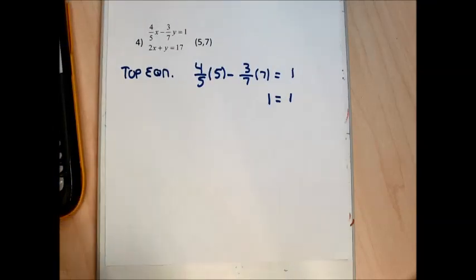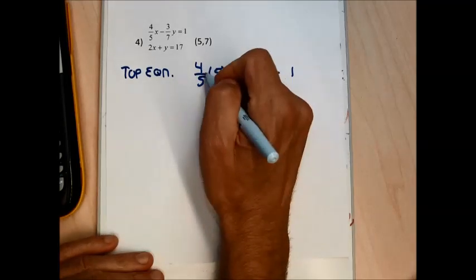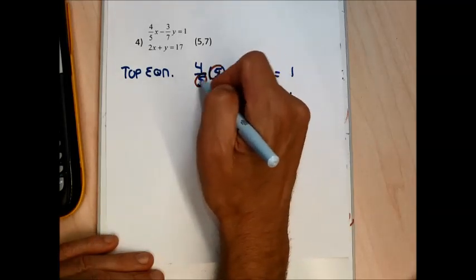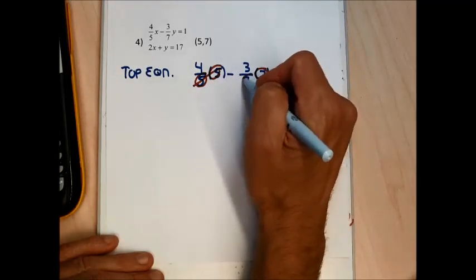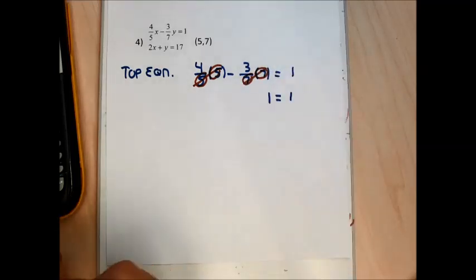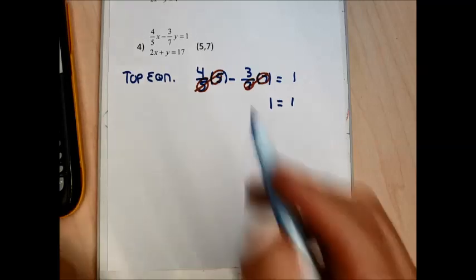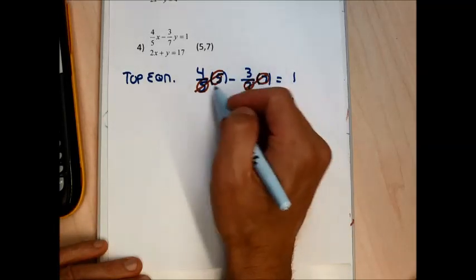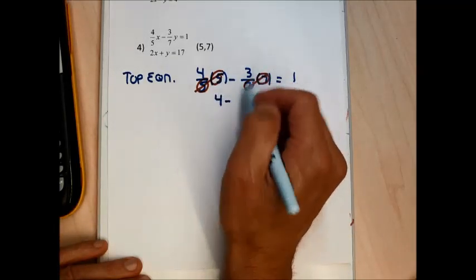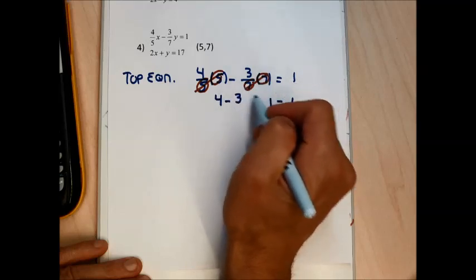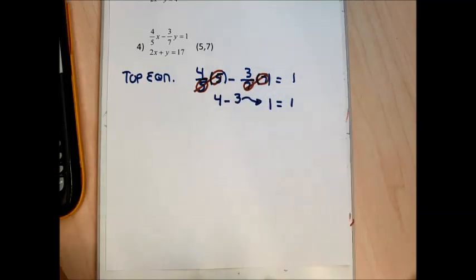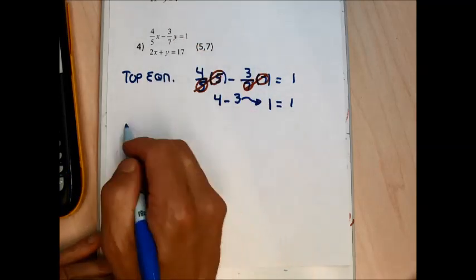For those of you that wanted to do it by hand, these things could have been canceled. These 5s and these 7s could have been canceled. When you're multiplying an integer by a fraction, you could cancel the integer with that denominator. And if I would have canceled out the 5s in the first piece, I would have been left with a 4. The 7s in the second, I would have been left with a minus 3, and that would have given me the 1 manually. So (5, 7) is a solution to the top equation.